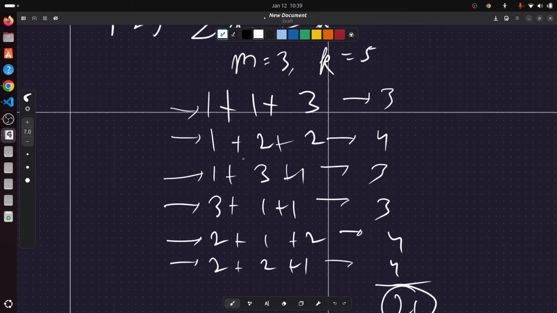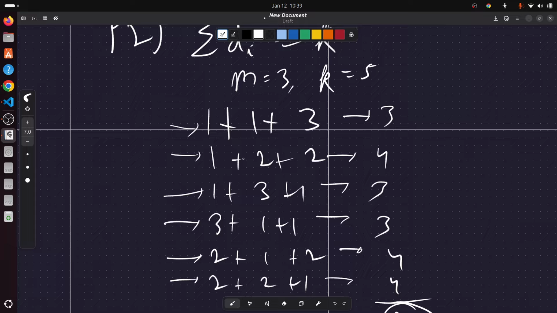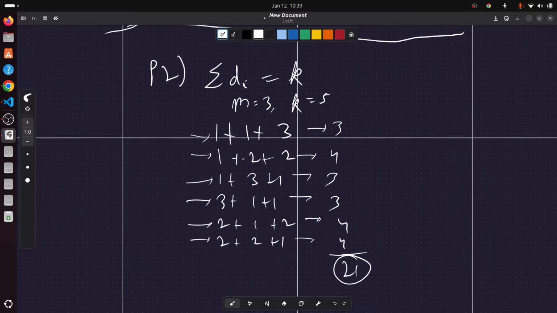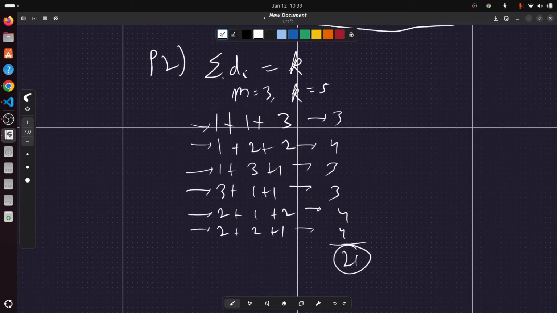So I asked someone, or I read the editorial, and it showed me a very beautiful way to solve this problem. What is the problem? That if we want the summation of di to be equal to some k, then what is the sum of product of di over all such distributions? So here also we can think of it like the balls and boxes kind of thing.